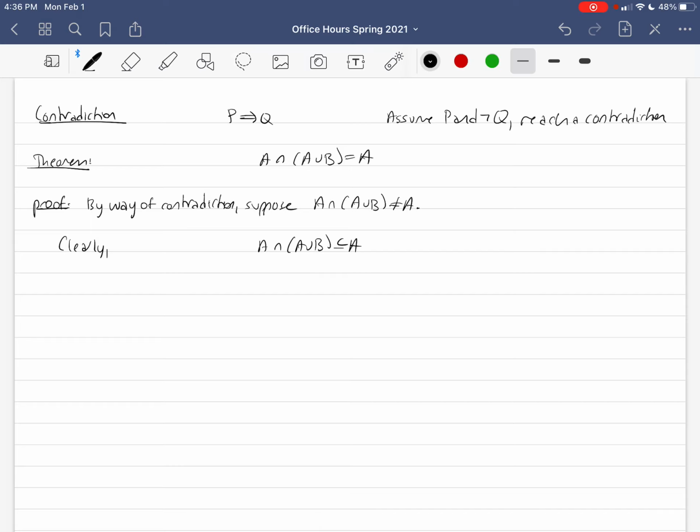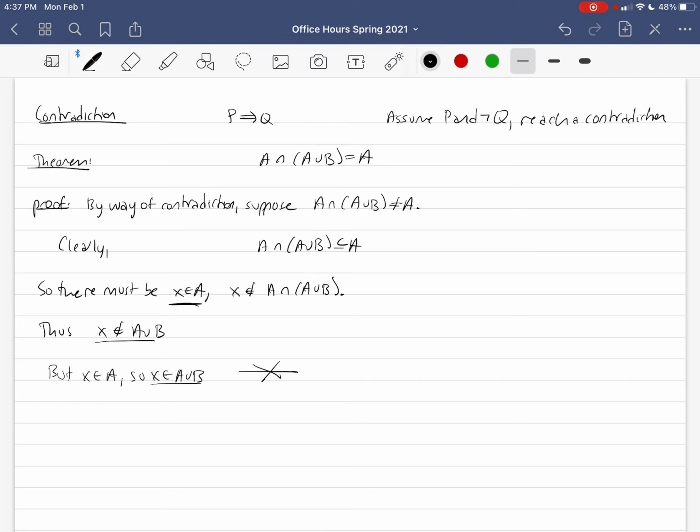So, the only way that I don't have equality is there must be something in A that is not an element of A intersect A union B. Now, we do know that X is in A. So the only way to not be in the intersection is that X must not be an element of A union B. But X is an element of A, so X is automatically an element of A union B. Taken together, these two statements contradict each other, so I say contradiction.